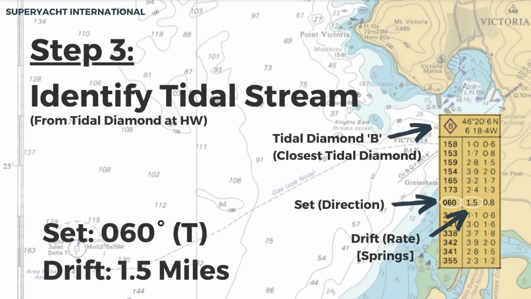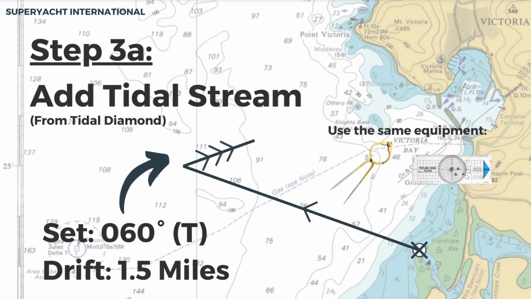Step 3. Identify the tidal stream. This is found in the almanac or a tidal diamond. Tidal diamond B is used as this is closest. We are at high water and from the tidal data, we can see the set is 60 degrees and the drift is 1.5 miles.